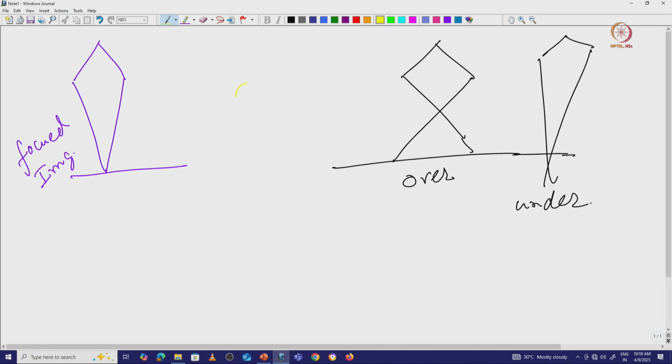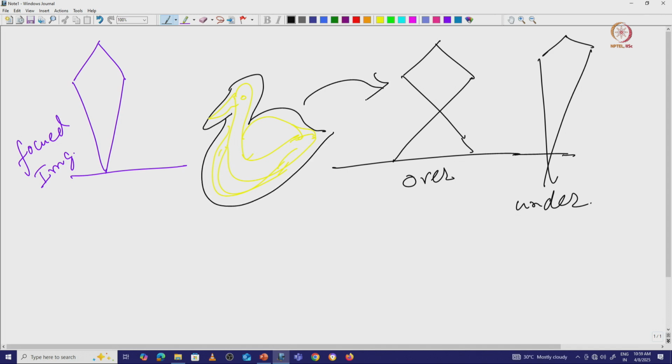If this is my duck, consider that this is the duck I have, and it has a 3D structure. This particular part will be very clear when I have a black background. So when this is an over focused image, you can see outside of your particle there is a black fringe outside the sample, and that will help us to see the sample.